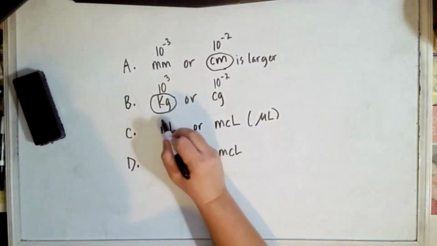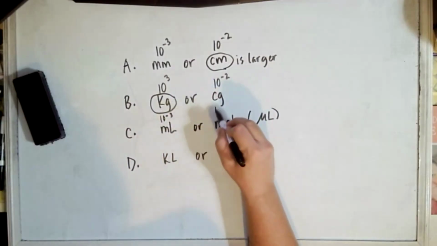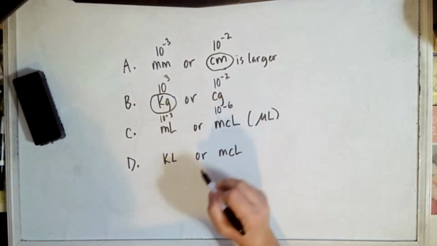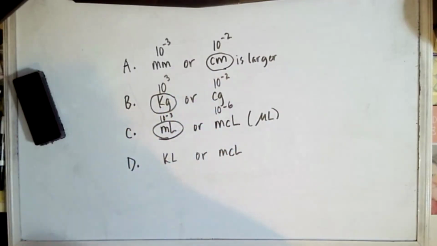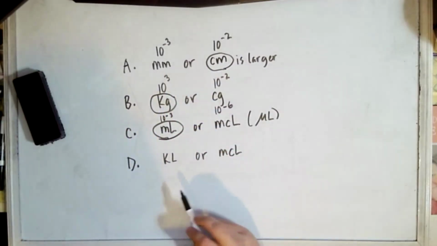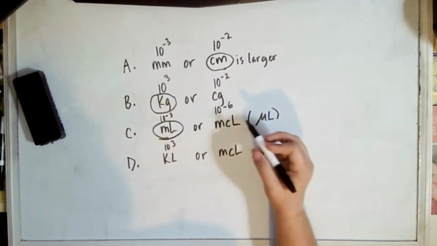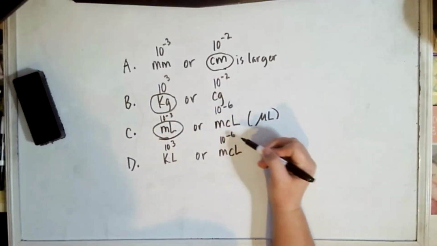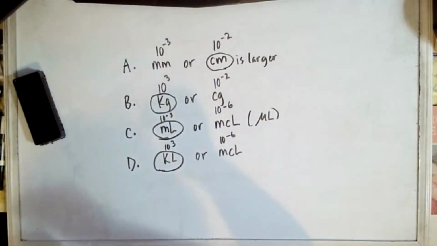Between milli and micro, we're going to have 10 to the negative 3 versus 10 to the negative 6. And so our 10 to the negative 3 value is going to be larger. And then kilo and micro, we're going to have 10 to the positive 3, 10 to the negative 6, and our 10 to the positive 3 is going to be larger here.